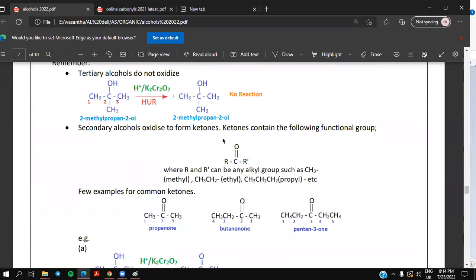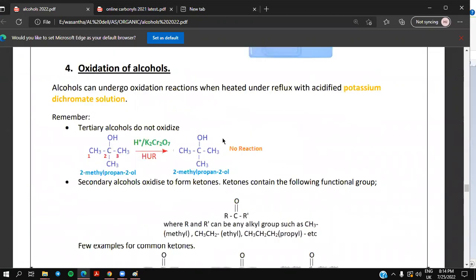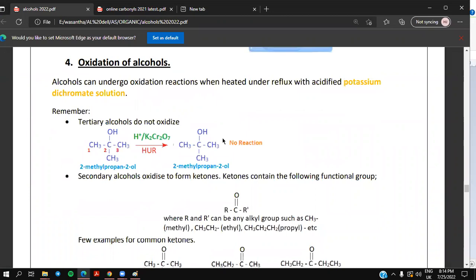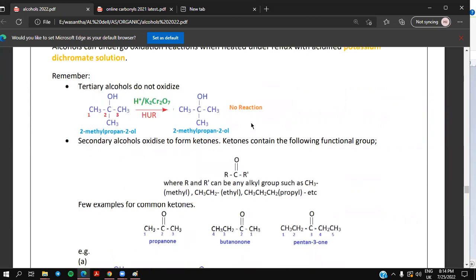Reaction of oxidation of alcohols to make different products. Alcohols can undergo oxidation reactions when heated under reflux with acidified potassium dichromate solution. Remember, tertiary alcohols do not oxidize. Secondary alcohols oxidize to form ketones.